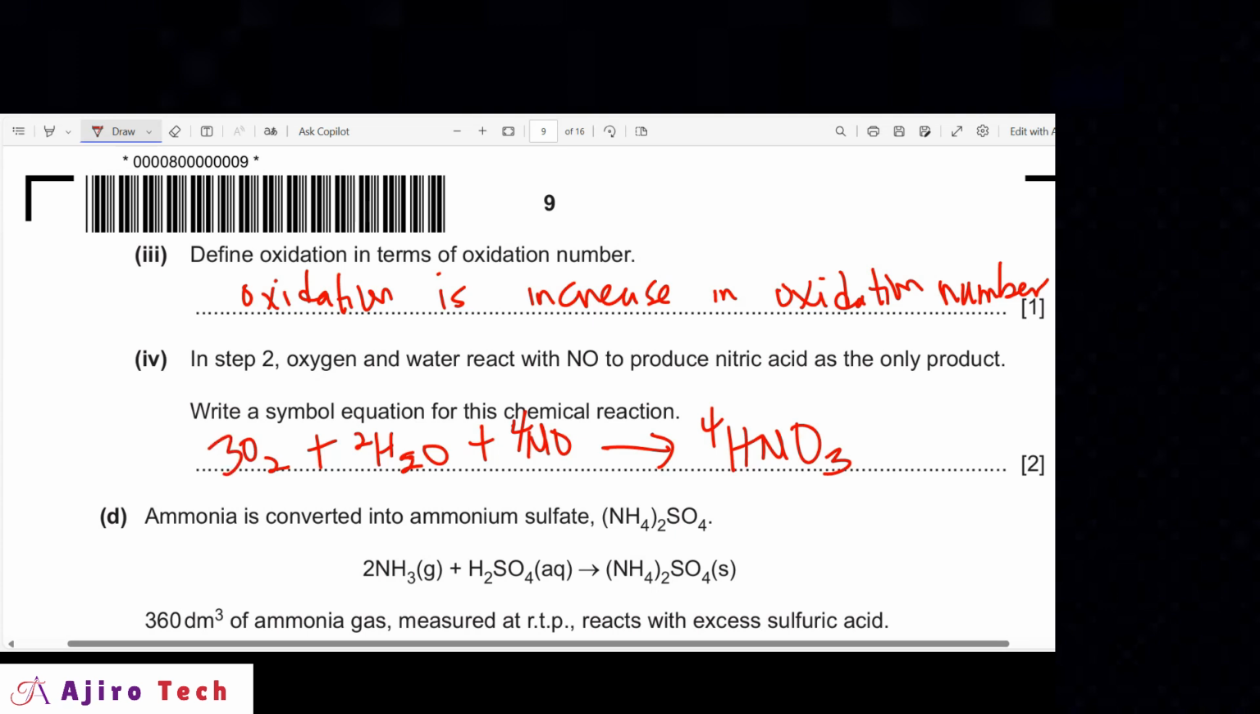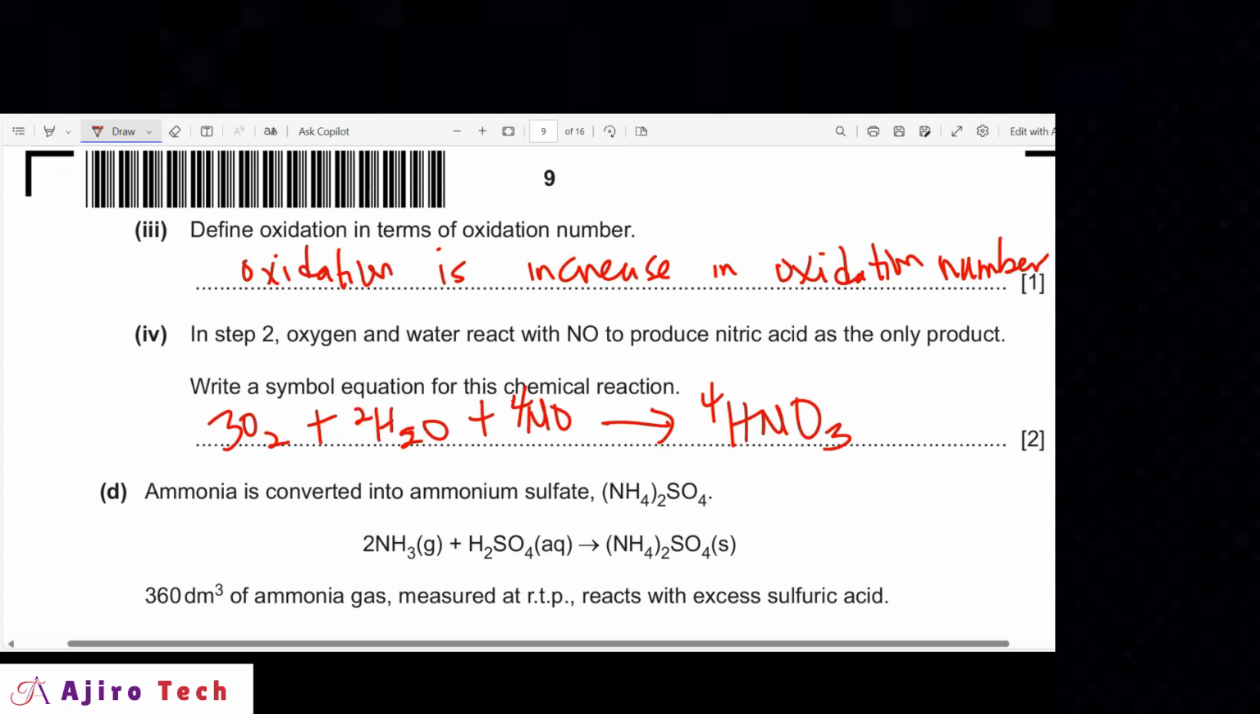So you can see the gradual way to balance it. It will take a while, but you will get it. That is how you balance.